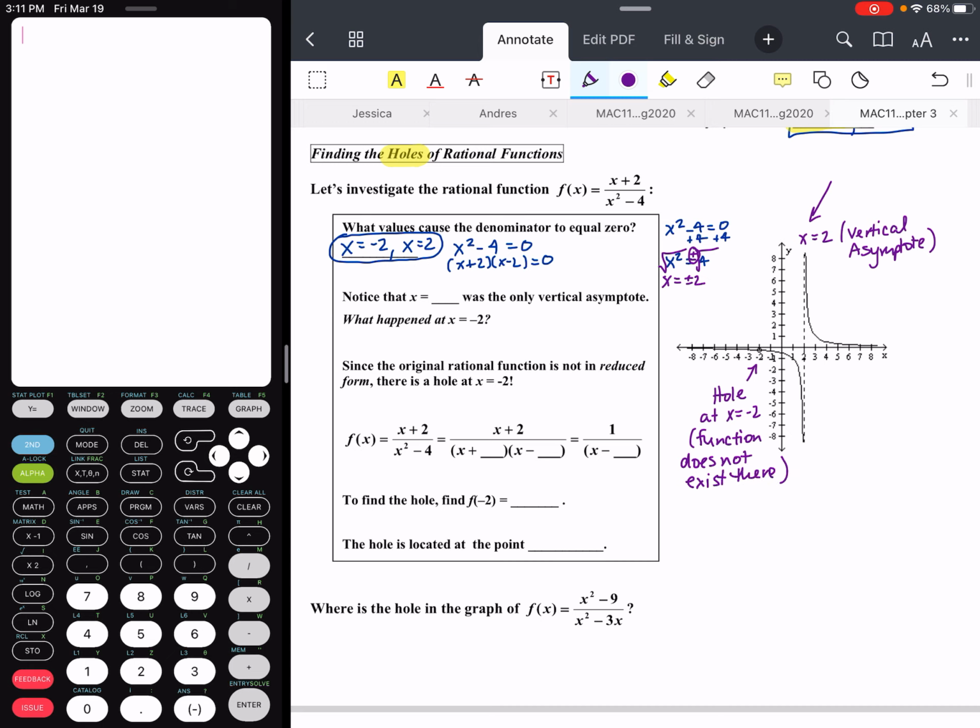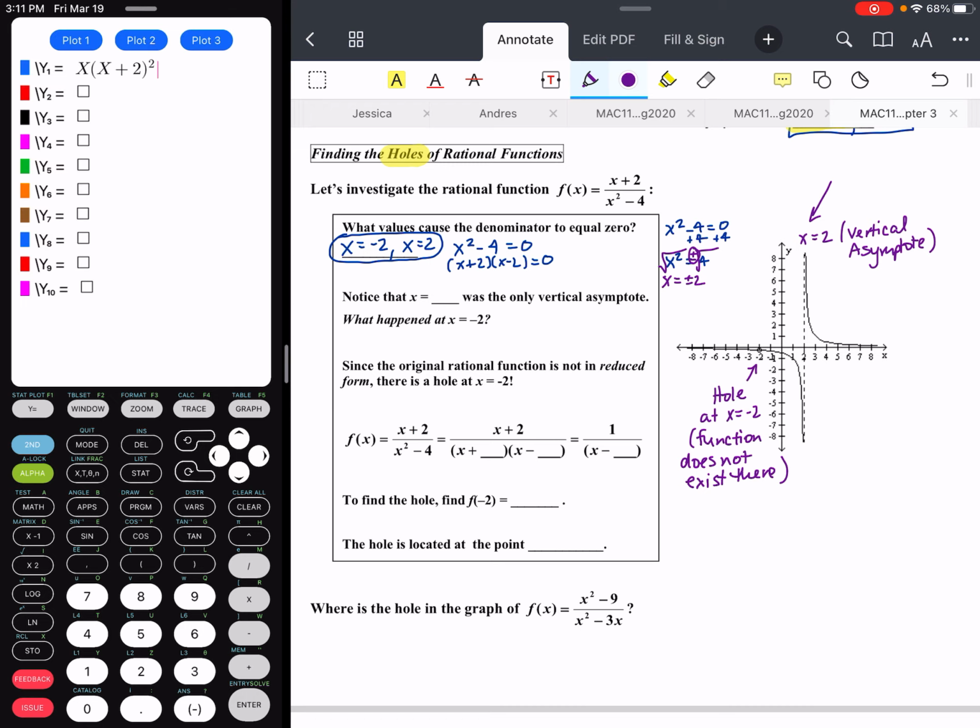Okay, so visually, this is our hole versus our vertical asymptote. But why is that the case? Why is x equals 2 a vertical asymptote, but x equals negative 2 is a hole? How do we know that? So let me just pull this up also in my graphing calculator, because we might be able to play around with that as well. So I'm going to graph x plus 2. Notice I put parentheses around the numerator.